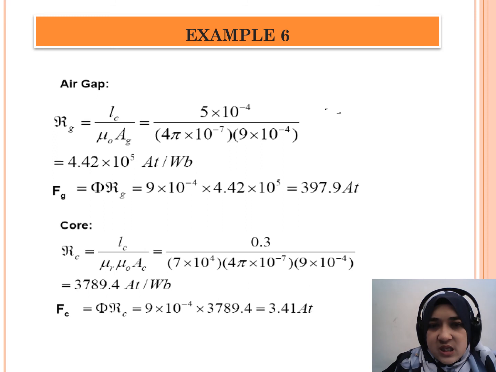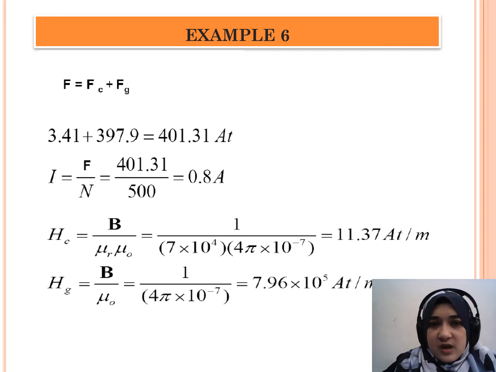over mu naught Ag, 5 times 10 to the power of negative 4 over 4 pi times 10 to the negative 7 times the area of the air gap. So you got 4.42 times 10 to the power of 5. And then you can put it in the equation. You got Fg. The same you do for F core. But for the core, you must times the mu of the core, so the relative permeability. So then you get the total F, 401.31 ampere turn.